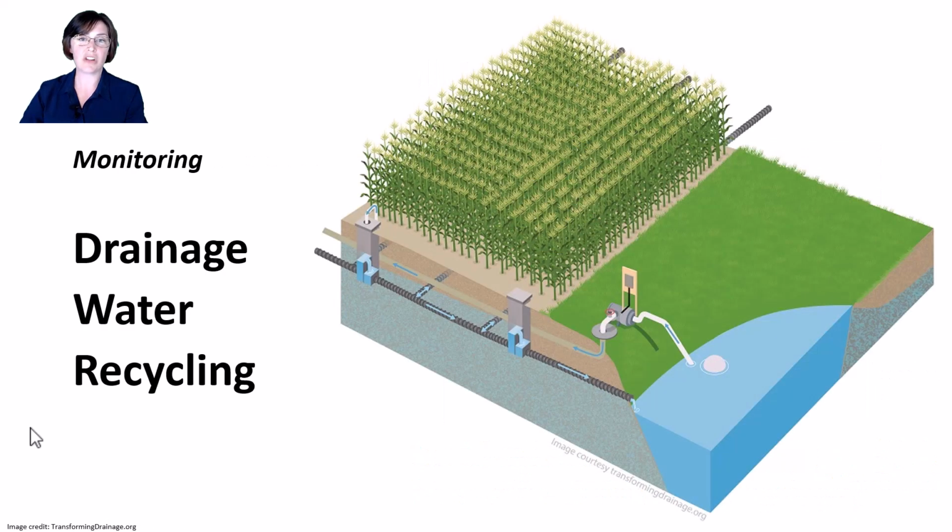I've included saturated buffers and drainage water recycling in this category of in versus out type studies, but there are two nuances here. For drainage water recycling, the simplest method to estimate nutrient loss reduction that this practice provides is to monitor the amount of water that you store on site and the nutrient concentrations in that water. Those will roughly equate to your nutrient loading reduction for drainage water recycling.